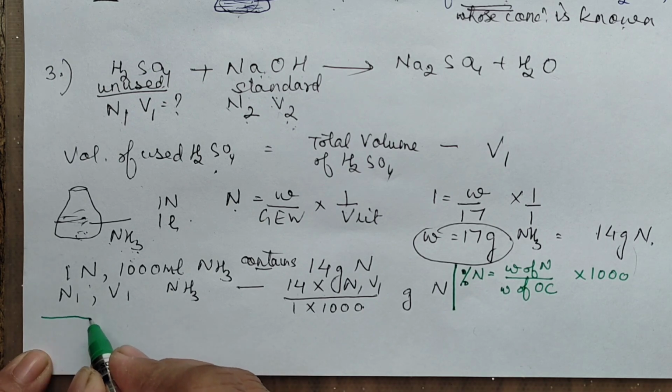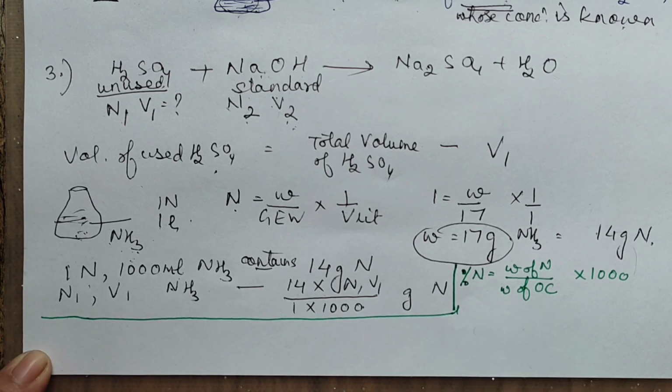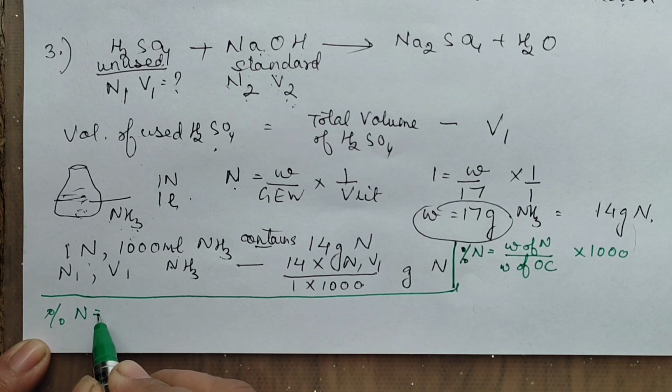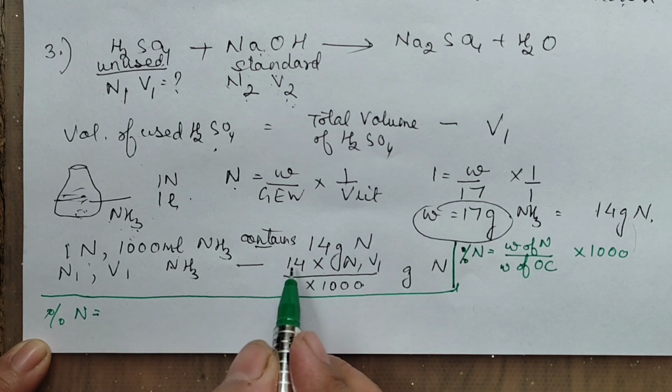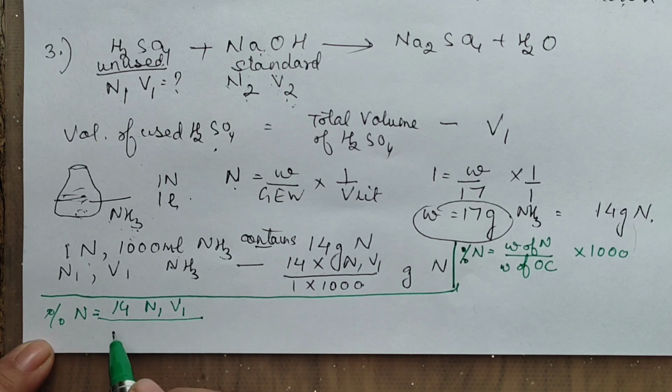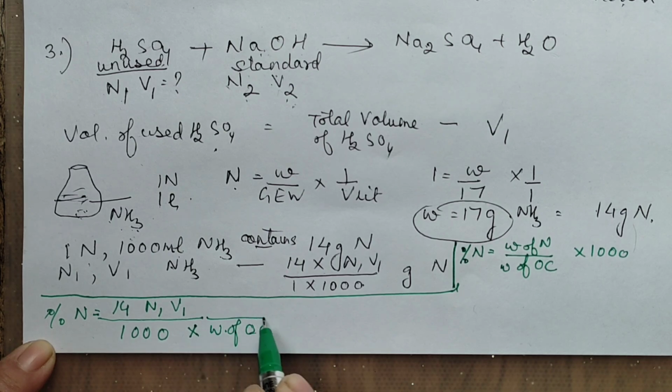I'll be writing here only so that it's there in one place. Okay, so we can write down here the percentage of nitrogen will be equal to, what was the weight of nitrogen we got? This one, 14 into N1 V1 divided by 1000 into the weight of organic compound, into 100. So in this we can cancel out this 100, 2 zeros.